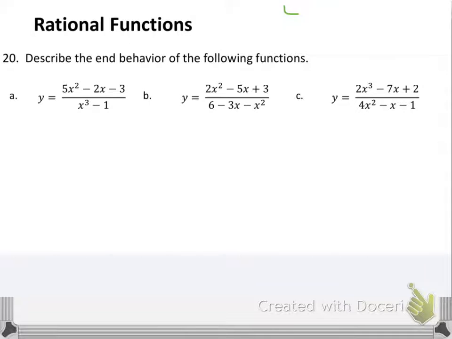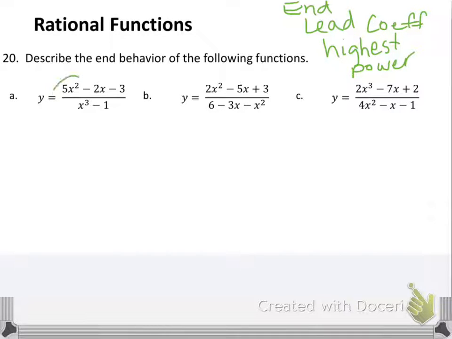All we need to know for end behavior, just like we did with polynomials when we were looking at which direction the ends point, is we need to focus on the lead coefficients. Because this is a fraction, we're going to have a lead coefficient in both the numerator and the denominator. Remember, a lead coefficient is going to be your highest power. So the first thing I recommend is circling your term of the highest power. It's not always going to be the first term in that section. Notice in part B, my highest power is the minus x squared at the end.